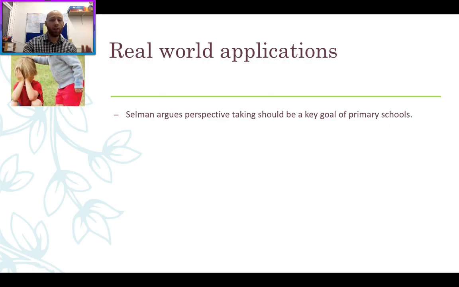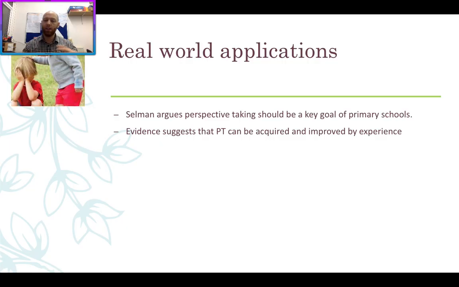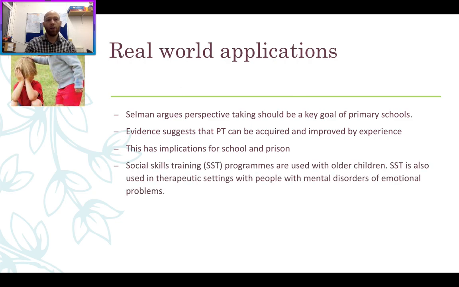Real world applications then. One of the key goals of primary schools, according to Selman, is to instill within children the ability to take other people's perspectives. Evidence suggests that this can be improved through experience and skills training. Has implications for prisons, schools, and there is a program called Social Skills Training. Google it. This is where children, especially older children who tend to have behavioural problems or mental disorders, are taught how to take other people's perspectives. And it may overall help promote empathy, which could reduce crime and offending behaviour, as well as other antisocial behaviour as well.